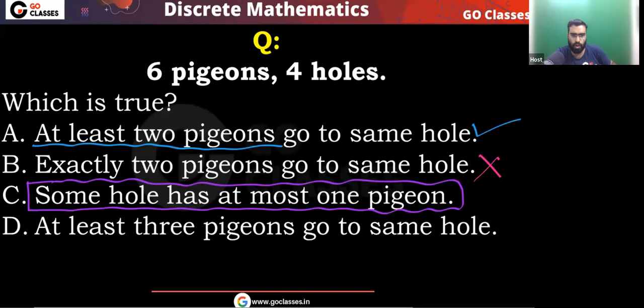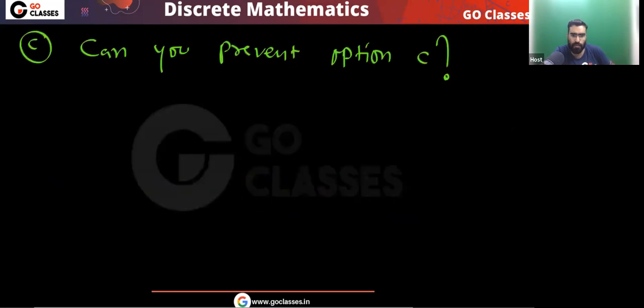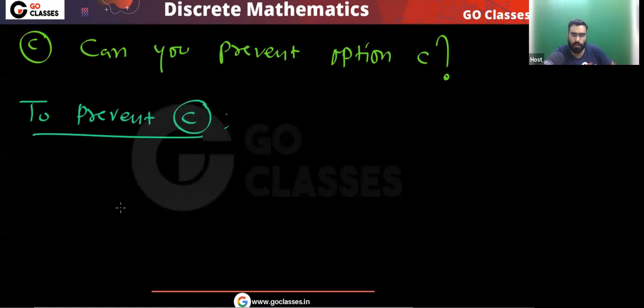See, if you want to prevent option C, what do you need to do? Option C is saying that there is at least 1 hole in which at most 1 pigeon is there. There is at least 1 hole with at most 1 pigeon. To prevent option C, what do you need to do?